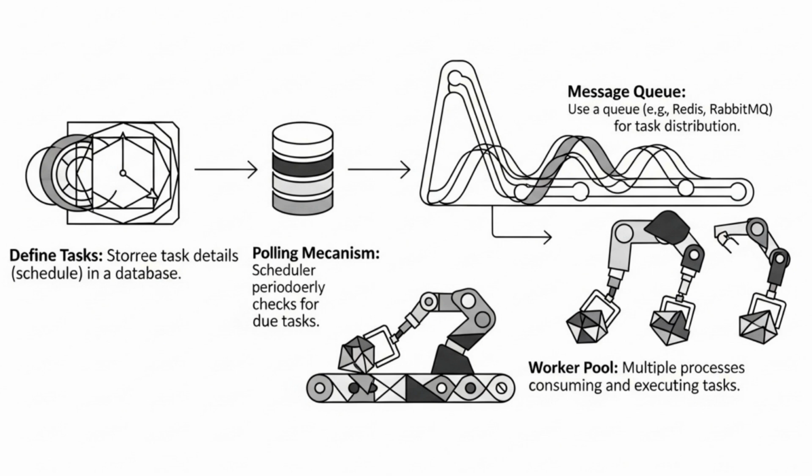This basic architecture provides a foundation for handling automated tasks. From here, you'd add layers of sophistication, like error handling, retries, and monitoring. This concludes our lesson on task scheduling systems. I hope you now have a solid understanding of this critical aspect of modern software development.